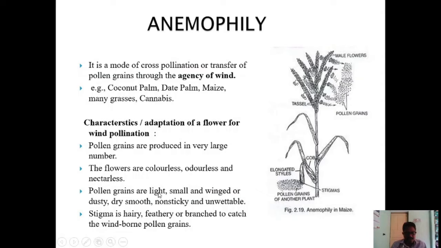Pollen grains are light, small, winged and dusty. Very important, they are dry, smooth, non-sticky and unwettable, so that they get disseminated by wind. These are certain adaptations for anemophily. The stigma is hairy and feathery, very important.